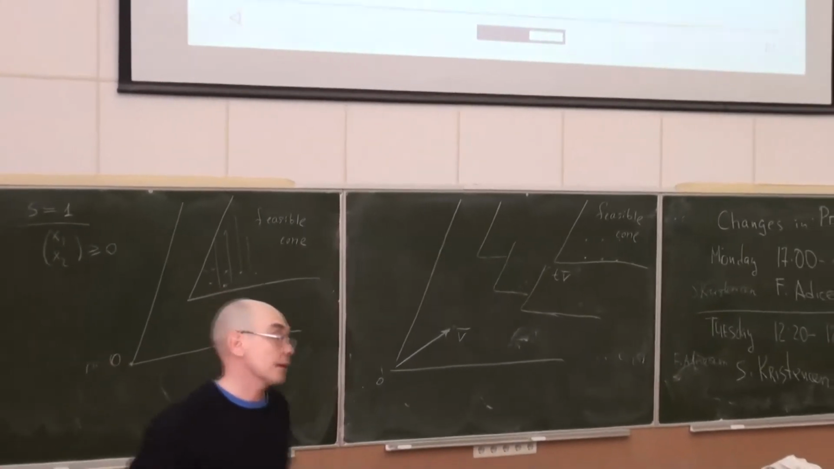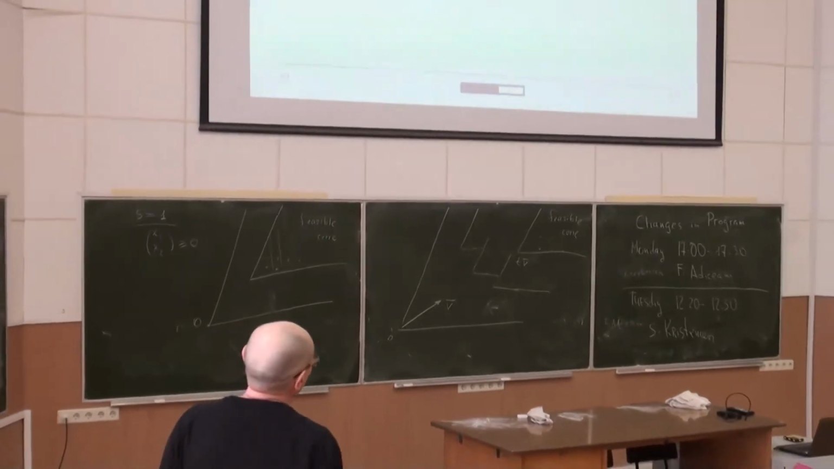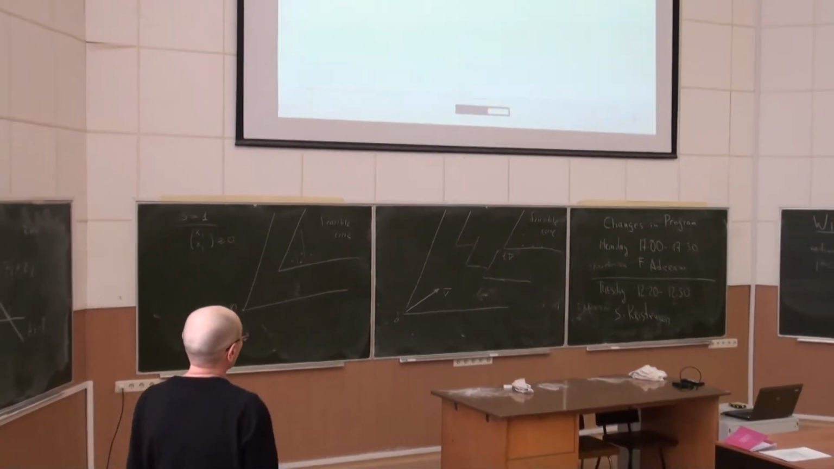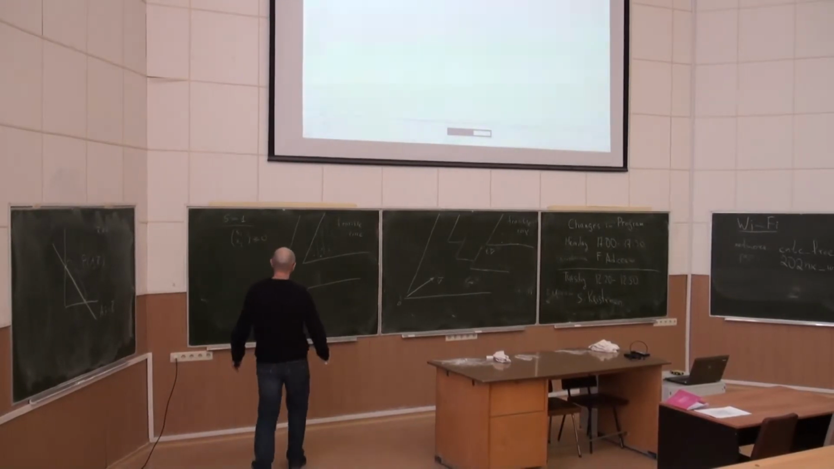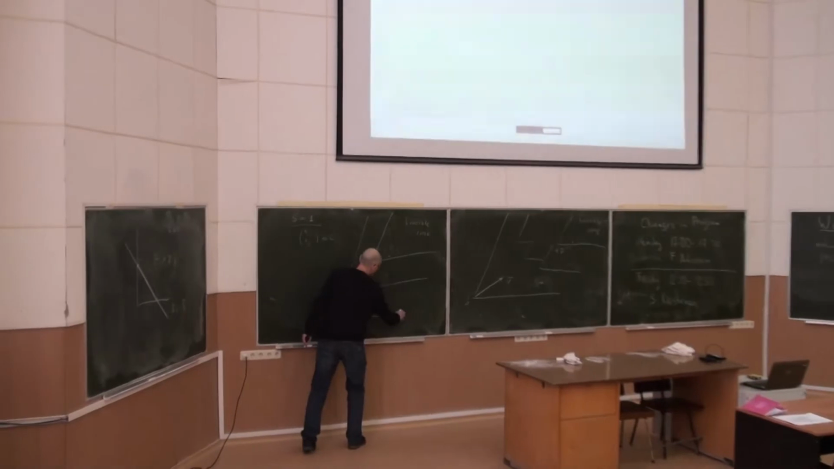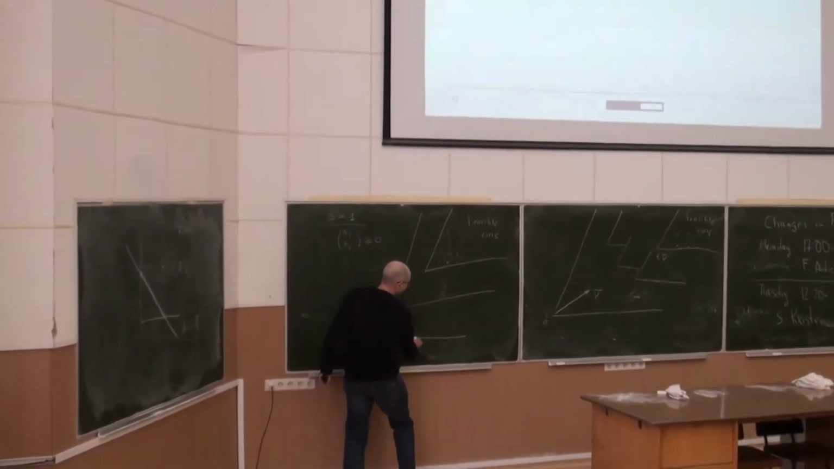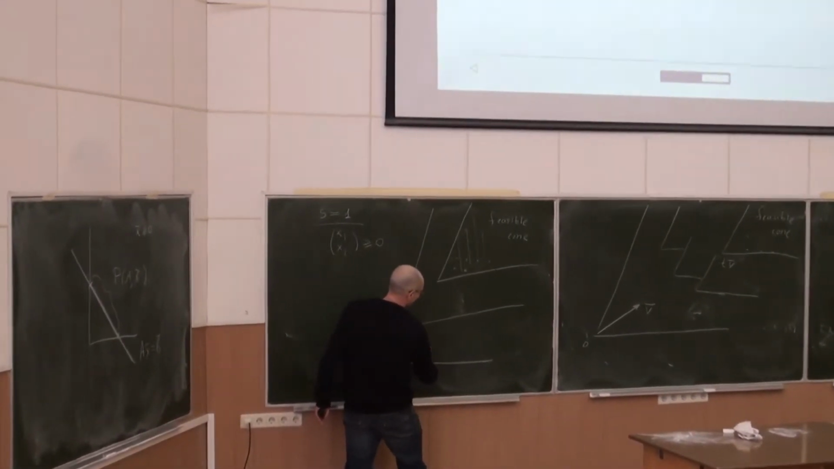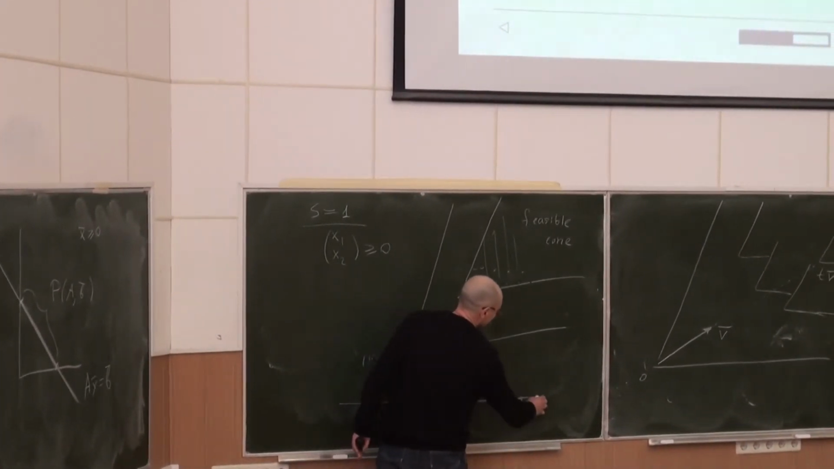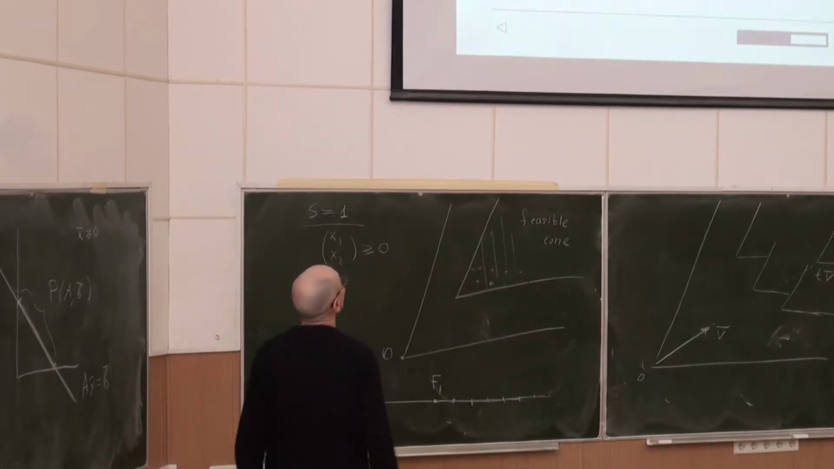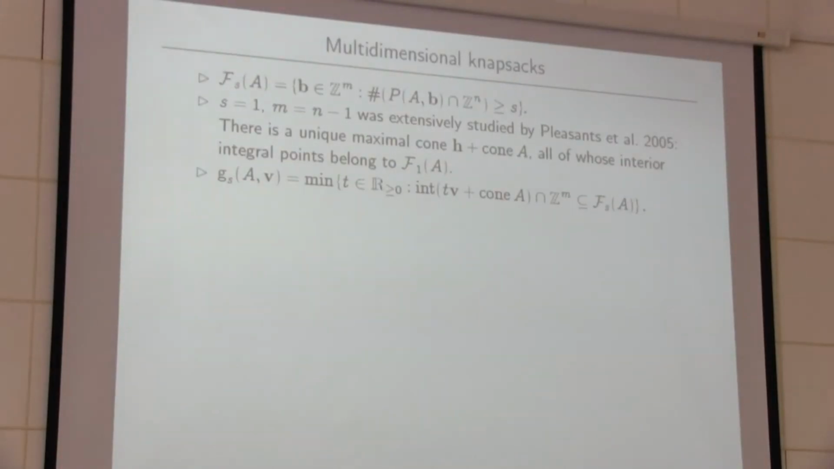The situation is completely similar to the classical Frobenius number, right? So in the case of the Frobenius number, we simply translate the cone by the Frobenius number, and then all integer points in the interior of this cone are visible. So we are interested in the quantity g_S of A and B.